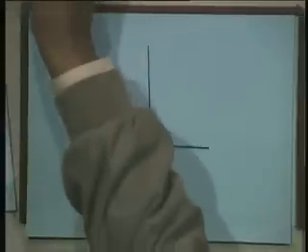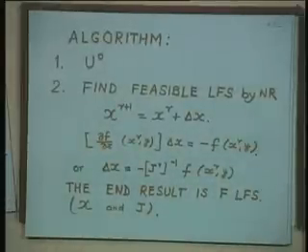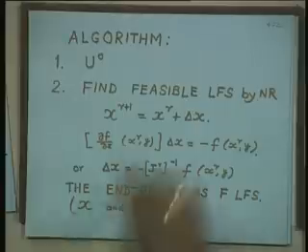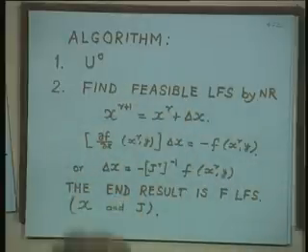Let us consider the algorithm. Assume initial value of control vector. Find feasible load flow solution by Newton-Raphson method. X(r+1) is equal to X(r) plus delta X. This is nothing but a load flow solution. The end result is a feasible load flow solution, that means you get the value of X and the value of J. X is a dependent variable and J is a Jacobian, which you get in load flow solution. This whole step is nothing but load flow solution.